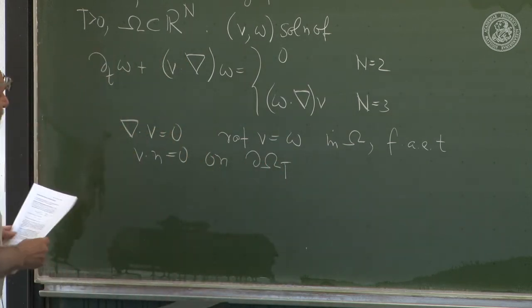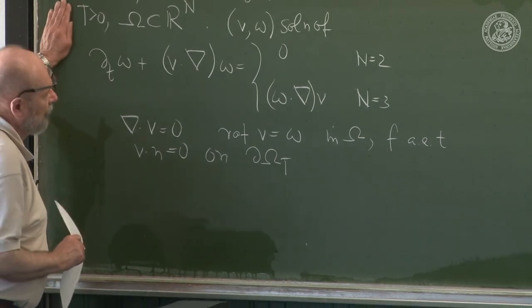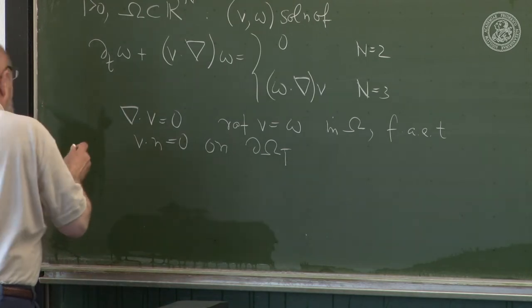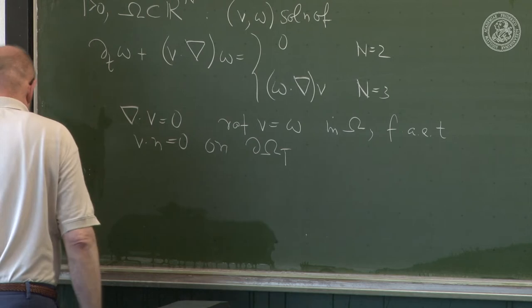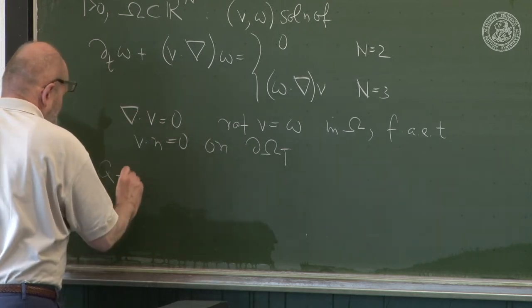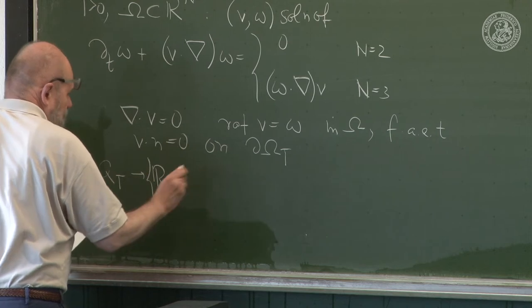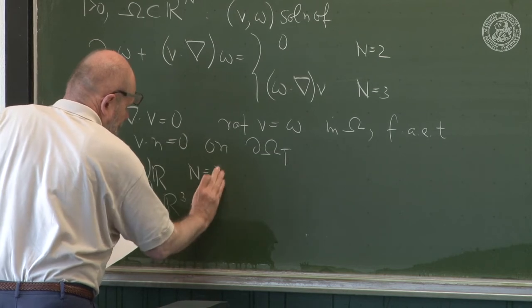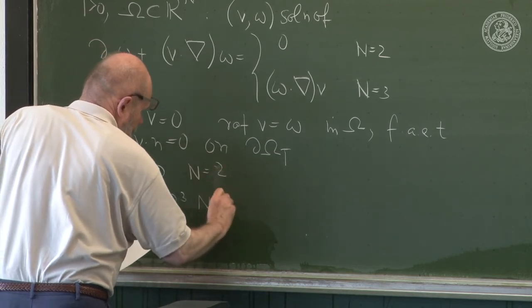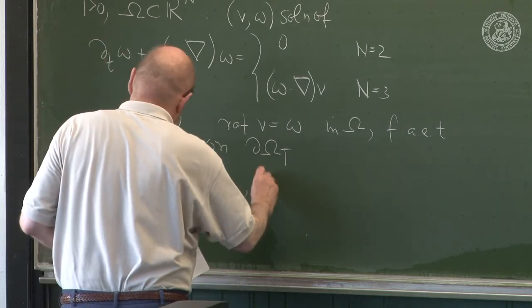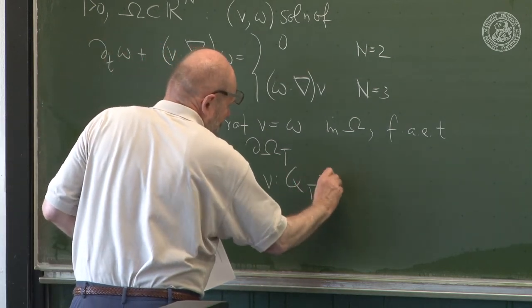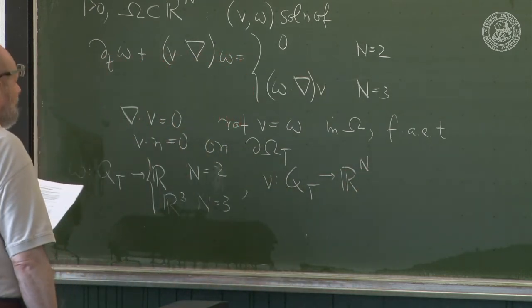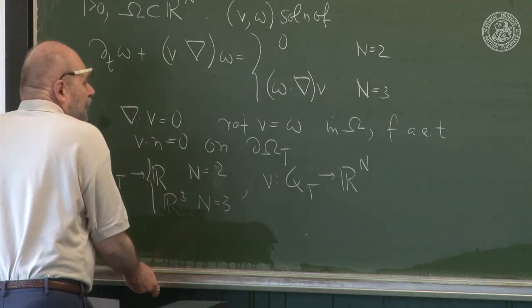So that means we have to interpret these equations differently in two and three dimensions, but we restrict ourselves only to two dimensions. In two dimensions, the vorticity equation is a scalar equation, and for three dimensions it is a vectorial equation. And the vector field V is, of course, in R^n. So that's it.